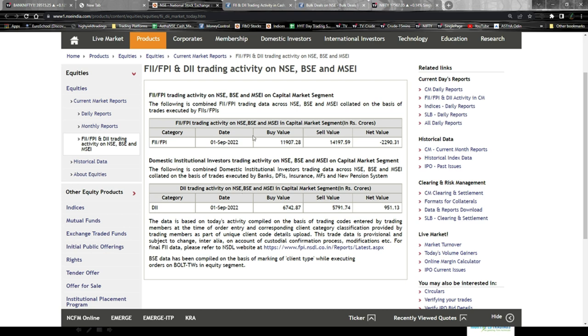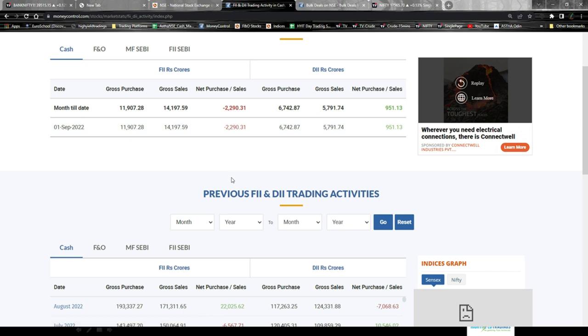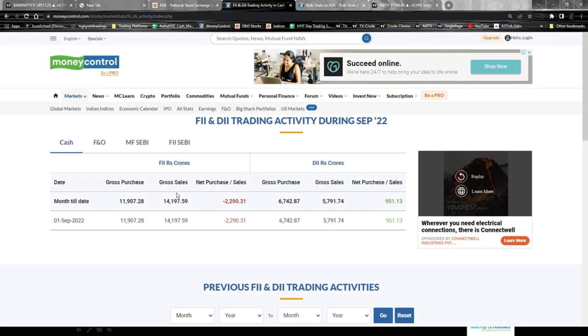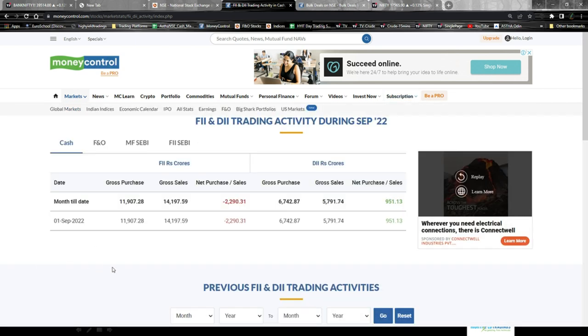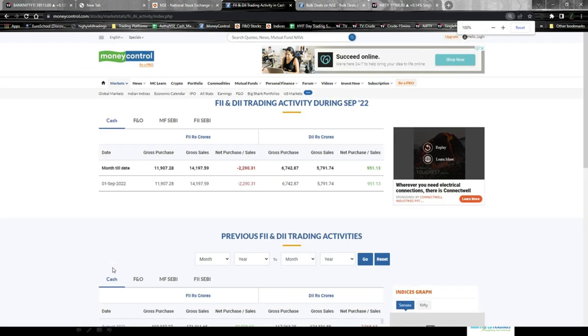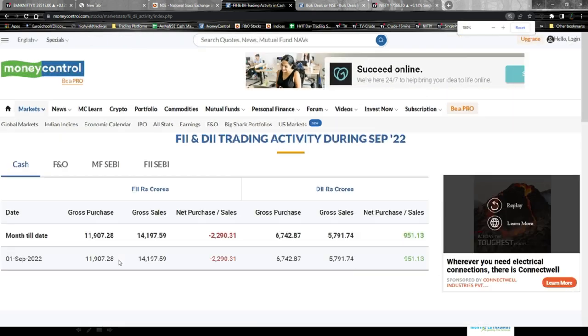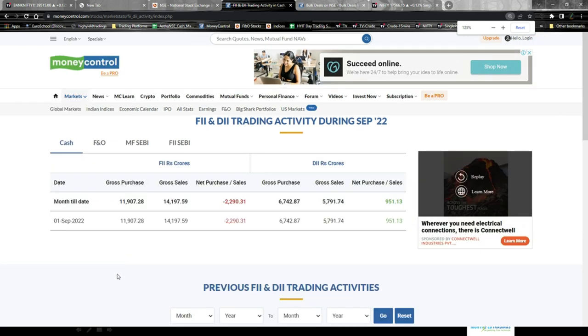Okay, now, this is one of the websites where you can find this data. If you want to get a more clearer data, then switch to the Money Control site. Okay, so this is the Money Control site. I have actually increased the font, that is why it is looking so big. This is the original size, but I have increased it a bit so that the data can be clearly seen by you guys. So this is the page from Money Control, from where you will get the information about the FIIs and DIIs buying and selling.